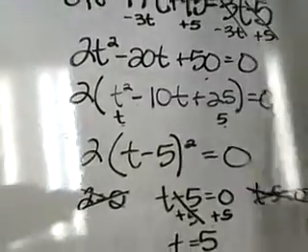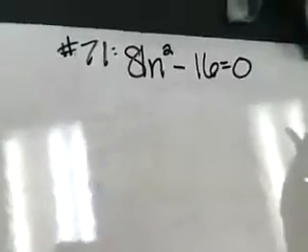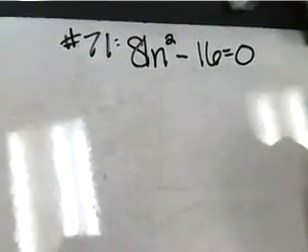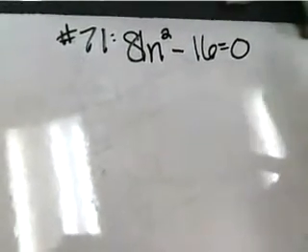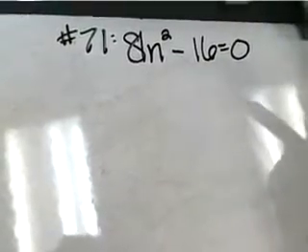Okay, so let's try this on number 69 and 77. Actually, I changed my mind. Let's do 71 and 77. So 71 gives me 81n squared minus 16 equals 0. Remember, that equals 0 piece is the way we know we are solving. To factor, it has to be set equal to 0. Ours does. We don't need to move anything around.